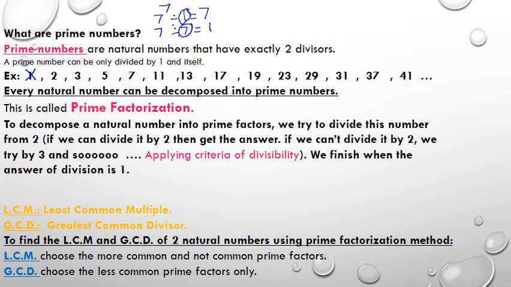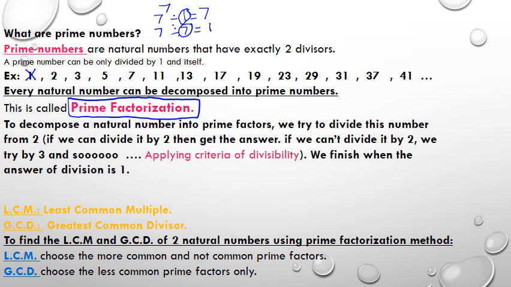But every natural number can be decomposed into prime numbers. This method is called prime factorization. So we have other numbers that are called composite numbers. We can decompose them into prime numbers using prime factorization. How can we make prime factorization?